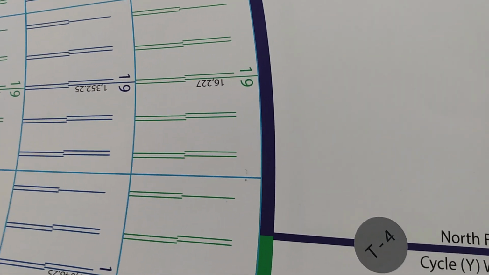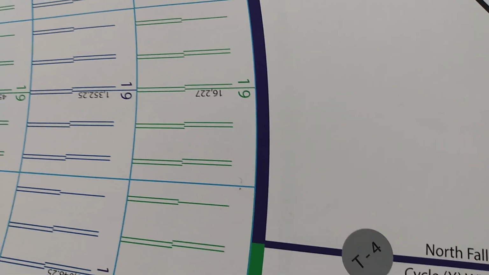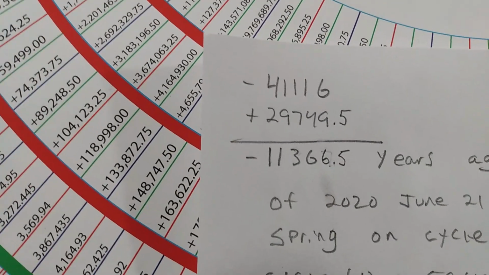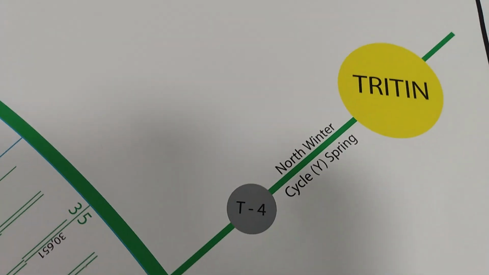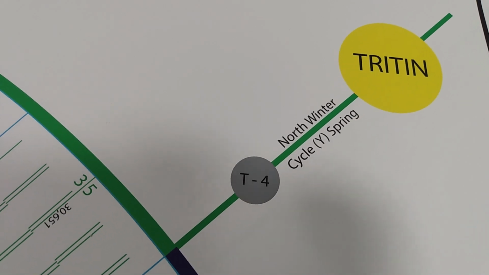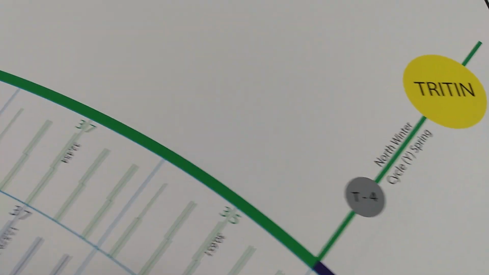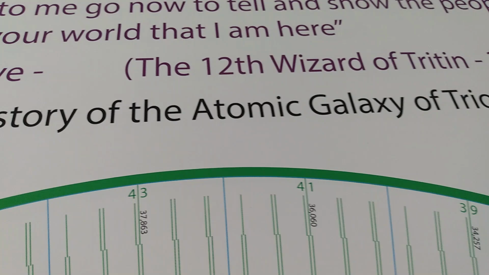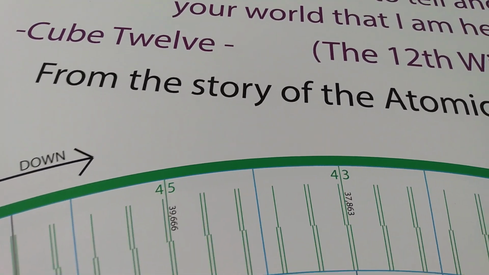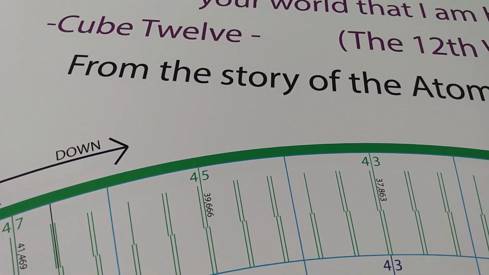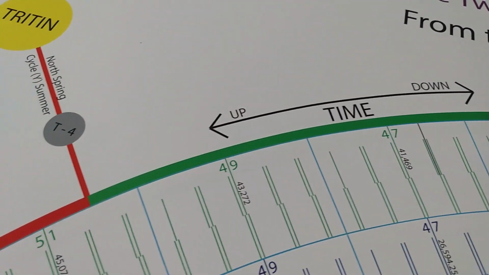So that was the duration, the time, for the last ice age that occurred on Earth and on Triton 3. And it ended 11,366.5 years ago. Ended meaning that it became the beginning of the spring on cycle Y. And Triton 3 is still in spring.